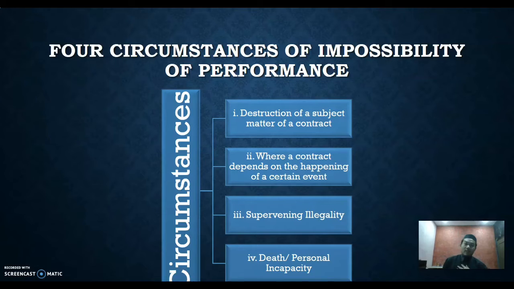This means when a contract depends on the existence of a thing, but the thing was destroyed. And number two, where a contract depends on the happening of certain events. This means if the event does not occur, the contract is discharged by frustration. Number three, supervening illegality. This means when the contract becomes illegal, for example, the outbreak of war in a certain country. For the last circumstance, which is death or personal incapacity, the contract is discharged on the death or incapacity or illness of a person if the performance of the contract depends on his personal skills and ability.